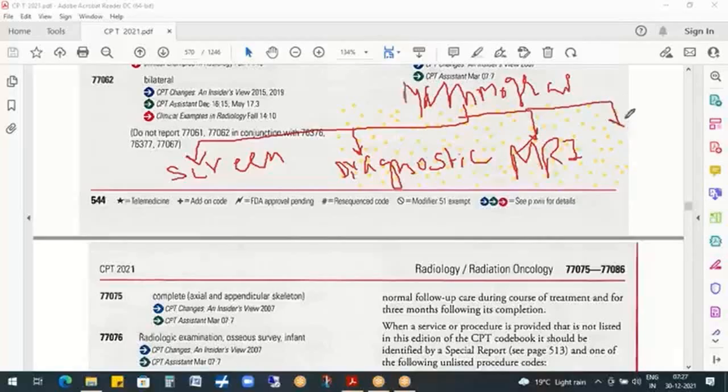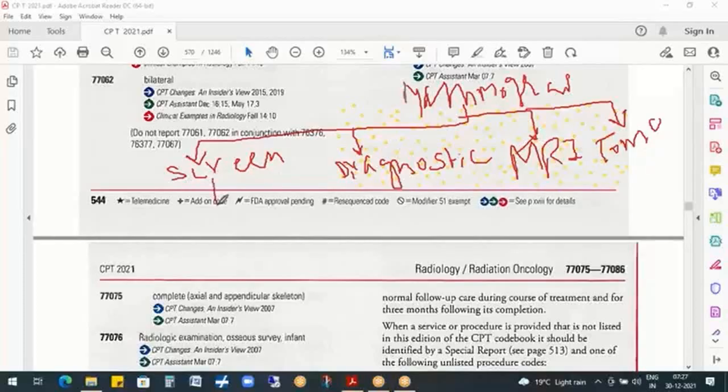Fourth one, tomosynthesis. Now, when you are getting a question regarding mammogram, what are the key terms we need to look for in the question? Screening, diagnostic mammogram, MRI, or tomosynthesis. These are the four key terms we need to look for.